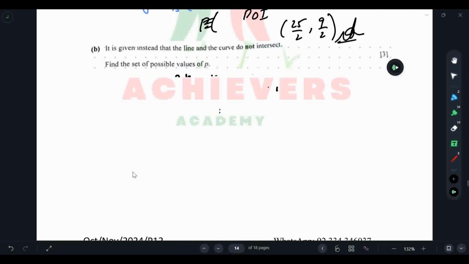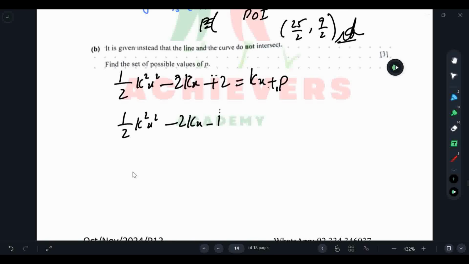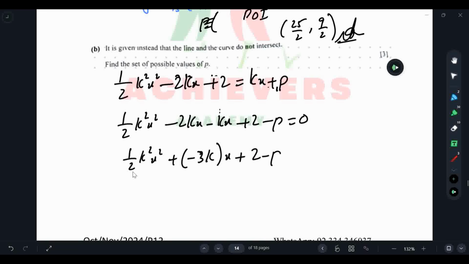let me check this one, that the first equation was 1 by 2 k square x square minus 2kx plus 2 is equals to kx plus p. 1 by 2 k square x square minus 2kx minus kx plus 2 minus p is equals to 0. 1 by 2 k square x square minus 3kx plus 2 minus p is equals to 0.